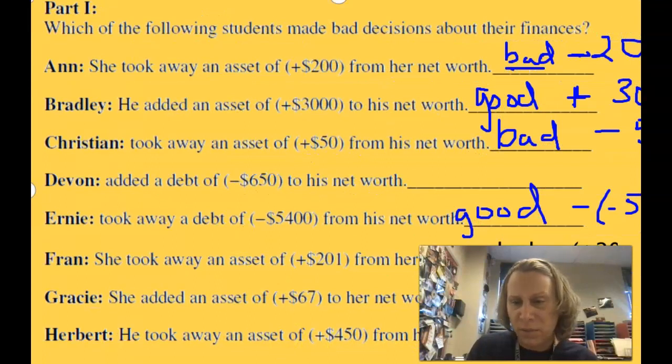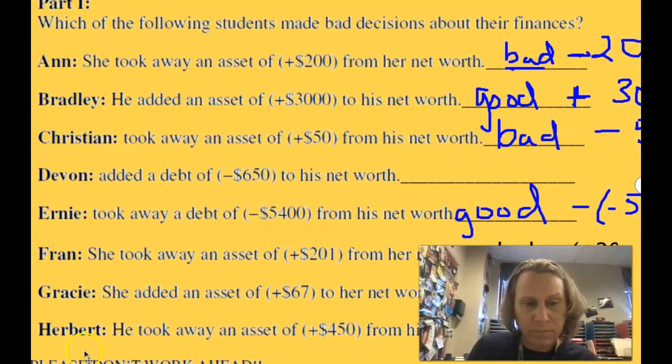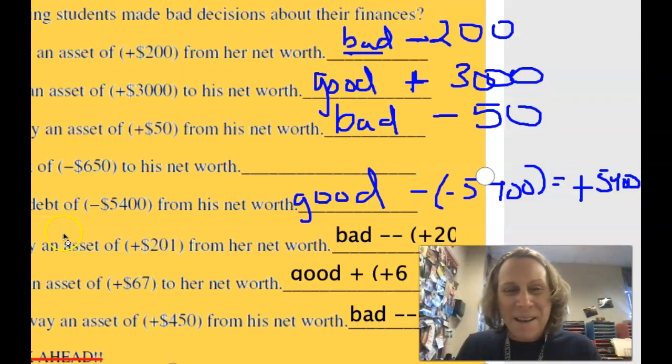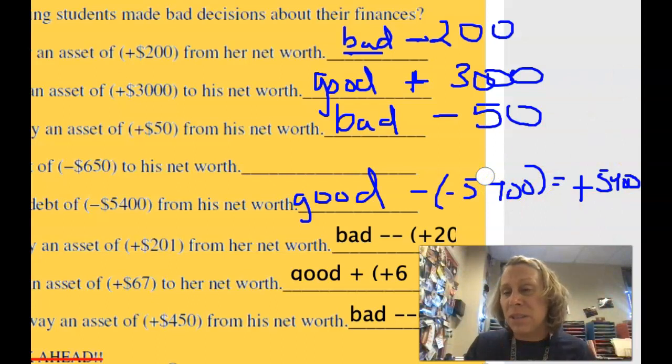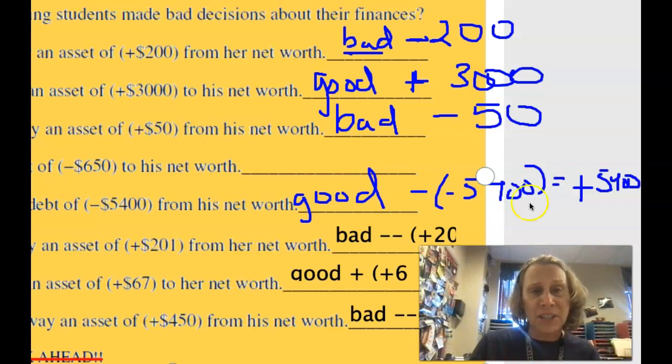Resuming what I said about Ernie, I had to pause a second. If we take away a debt of negative 5,400, that's actually a good thing, because you would love for someone to say, hey, you owe me $10, but never mind. So that really becomes adding 5,400. On Friday, I kept asking you to please be sure you're rewriting subtraction as addition.